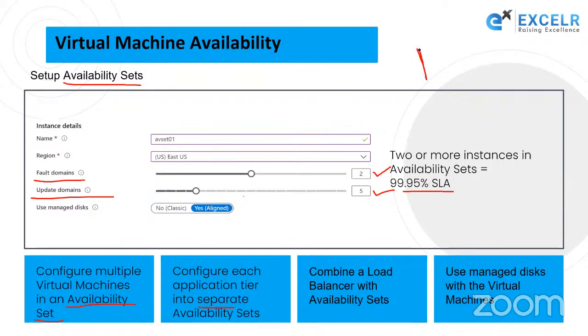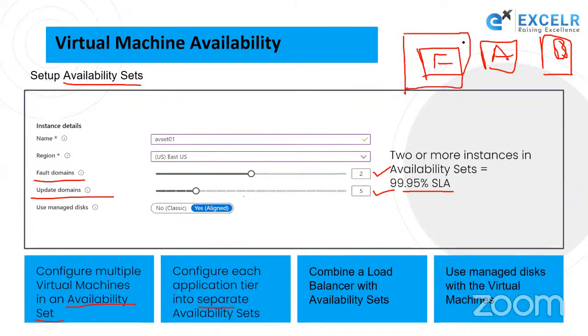If you have a three-tier architecture like this, when you have your front end, then your application layer, and the last one is the database layer. If you have this kind of architecture, plan for an availability set for each of your layers separately, like this, each of them separately.